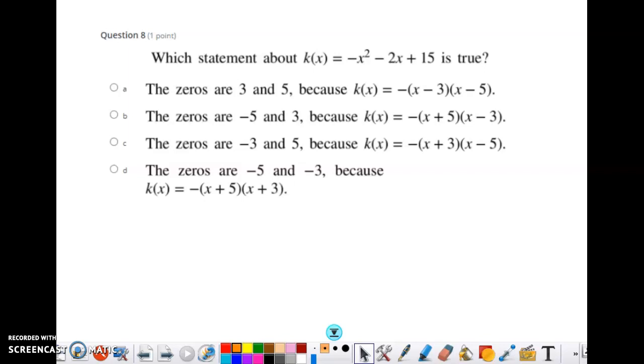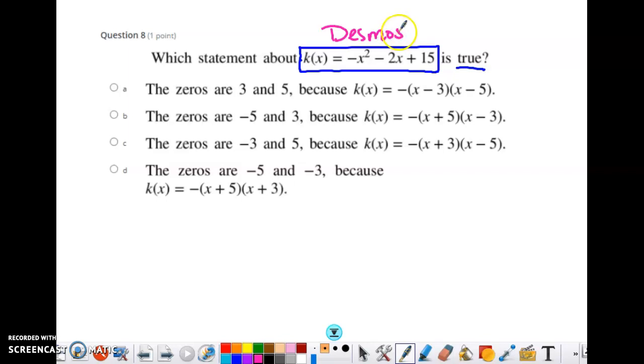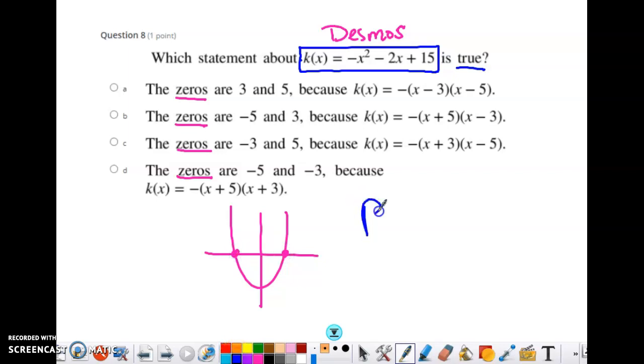Okay, problem number 8 says, which statement about this equation is true? Okay, so I know that I'm going to have to put that in decimals. And if I look at the answer choices, all of them are talking about zeros, right? So I need to know what zeros are. Remember that zeros are your x-intercepts, your roots, your solutions, your rocks.